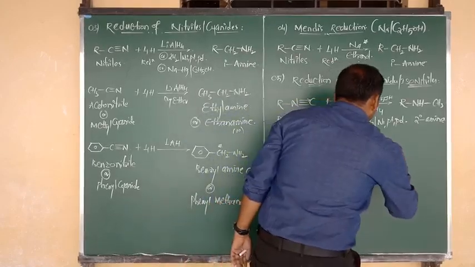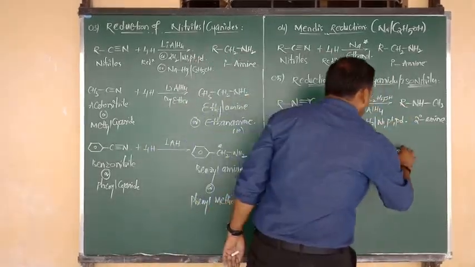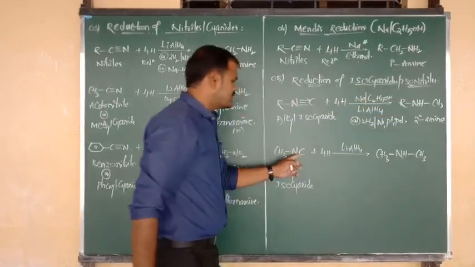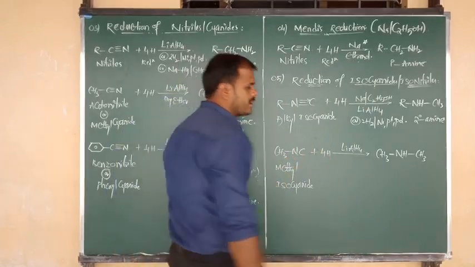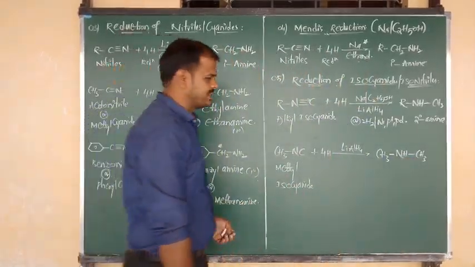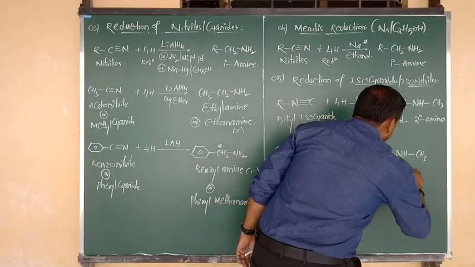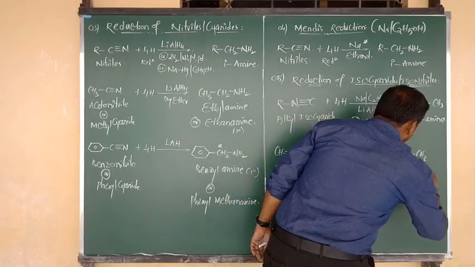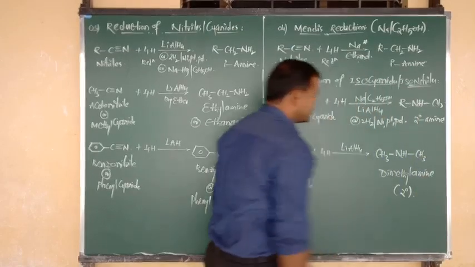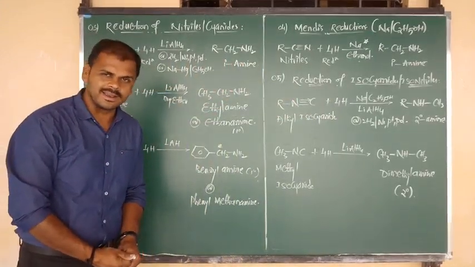The product found is, in the place of R we have written CH3, but we are getting secondary amine NH, again connected to C attached to 3 hydrogen atoms. So we are getting CH3 bonded to NH, NH bonded to CH3. Here how many methyl groups are there? 2 methyl groups are there. So the name of this compound we can say is dimethyl amine. It is an example of a secondary amine. I hope you understand this clearly.